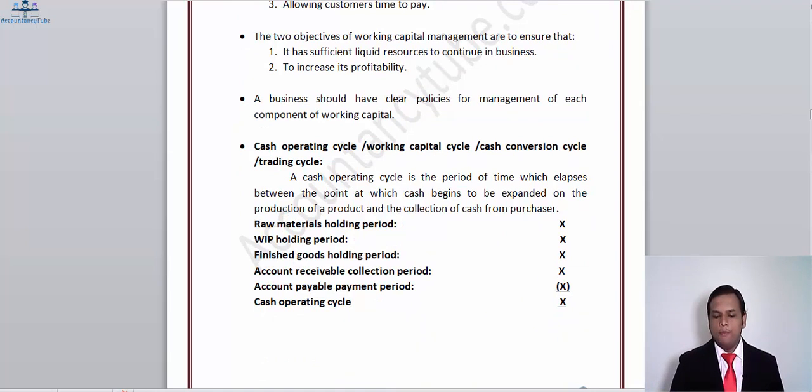over here is the cash operating cycle. It is also called the working capital cycle, cash conversion cycle, or trading cycle. So don't get confused with the name. It all means the same thing over here.